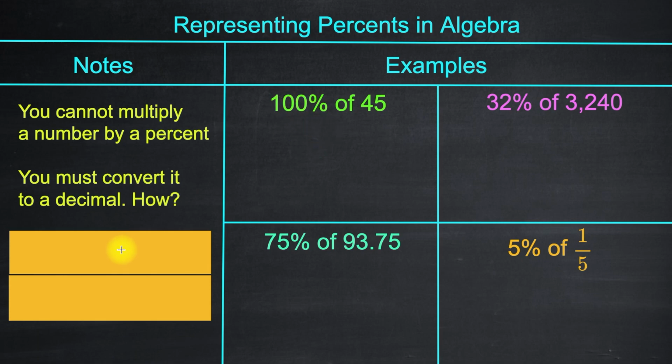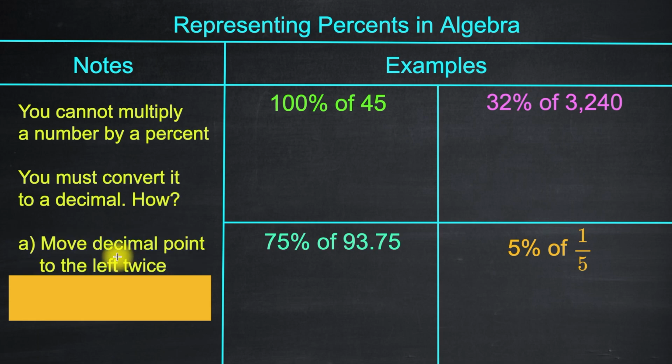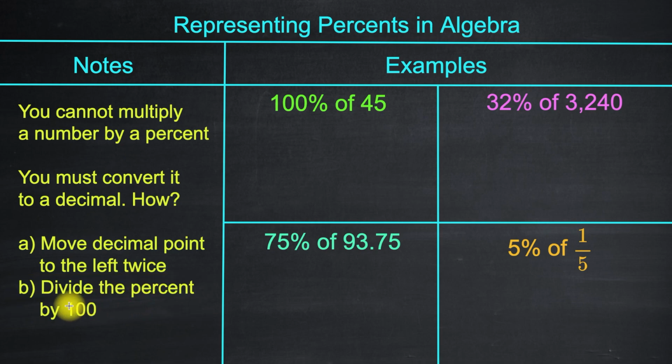There's one of 2 ways to do this. Method 1, we can move the decimal point to the left twice. And the second, we can divide the percent by 100. Either way, if you divide the percent by 100, it's the same exact thing as moving the decimal point twice to the left. Now that we know each of these, let's take a look at each of our examples.